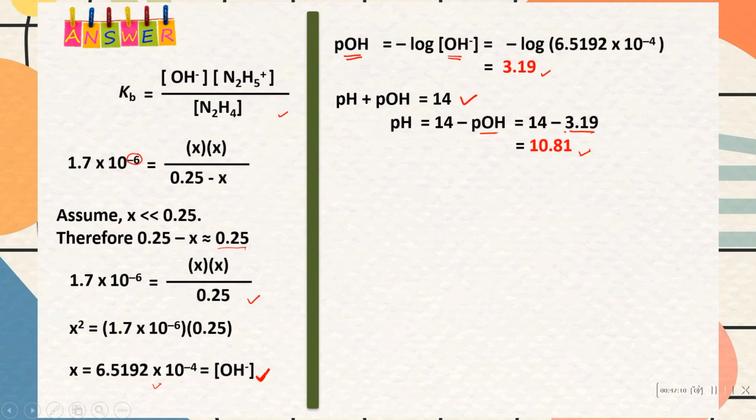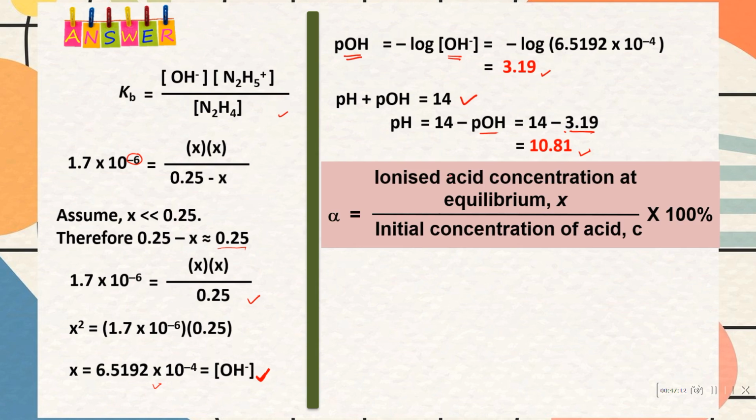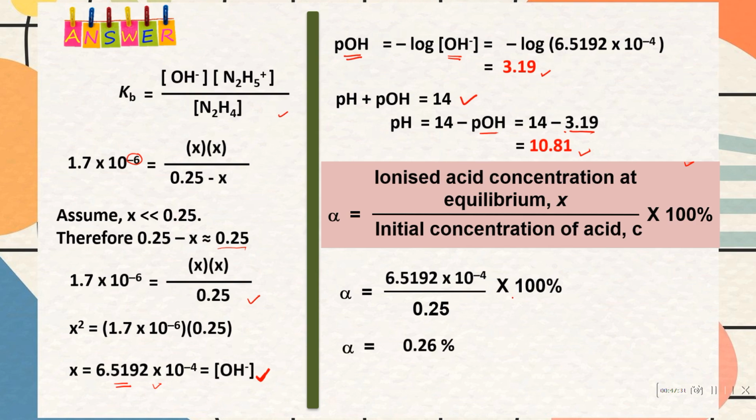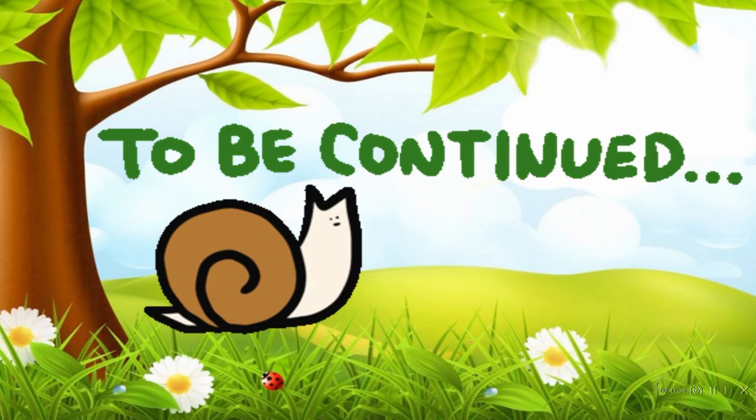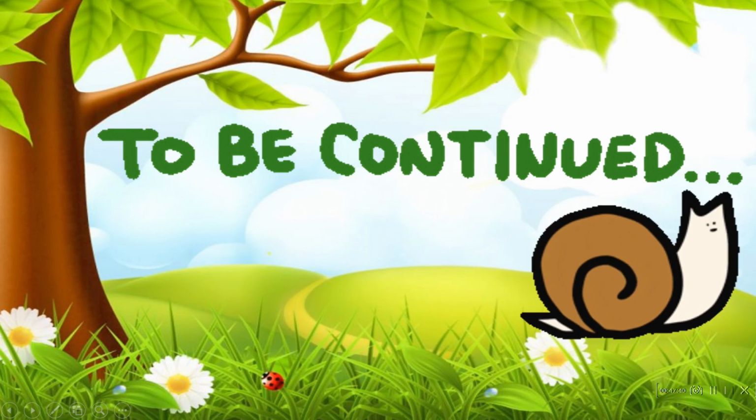10.81. Alright, next, for the percentage of ionization, first we have to write the formula: X, the changes, over initial concentration. Changes here refers to X. Substitute the value of X over initial, 0.25, times 100%. When you calculate, you will get 0.26%.